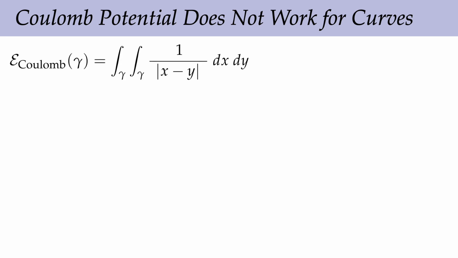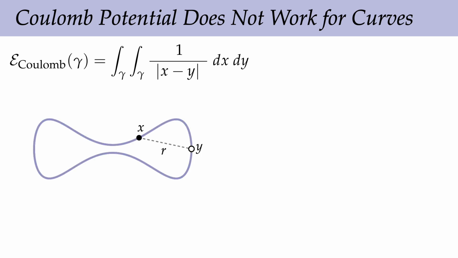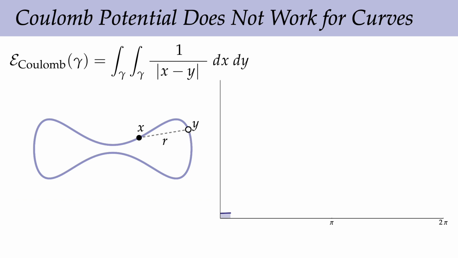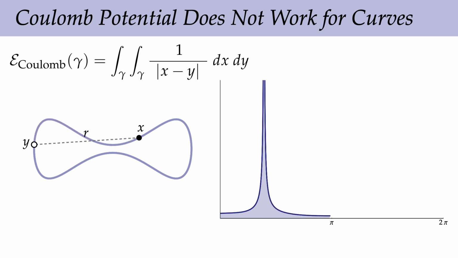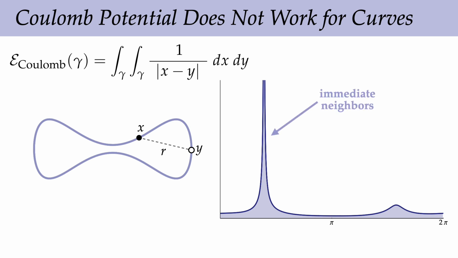So let's say we integrate the Coulomb potential over all pairs of points x and y on the curve. Then if we fix x and follow y around the curve, the integrand will look something like this. Okay, so it gets huge for points y that are immediate neighbors of x along the curve, but only goes up a little bit when the curve gets close to itself. And this is not really what we want, right? We want the energy to be biggest where the curve almost intersects so that the forces can push it apart. The fact that x has some nearby neighbors y is not really interesting. We don't want forces that are just trying to rip the curve apart.